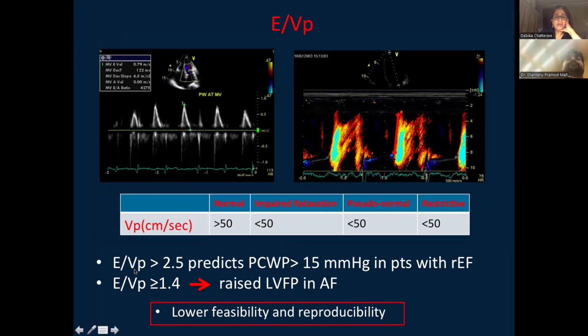There are two things which are useful. If E by VP is more than 1.4, it indicates raised LV filling pressure, or E by VP more than 2.5 predicts PCWP more than 15 in patients with reduced ejection fraction.